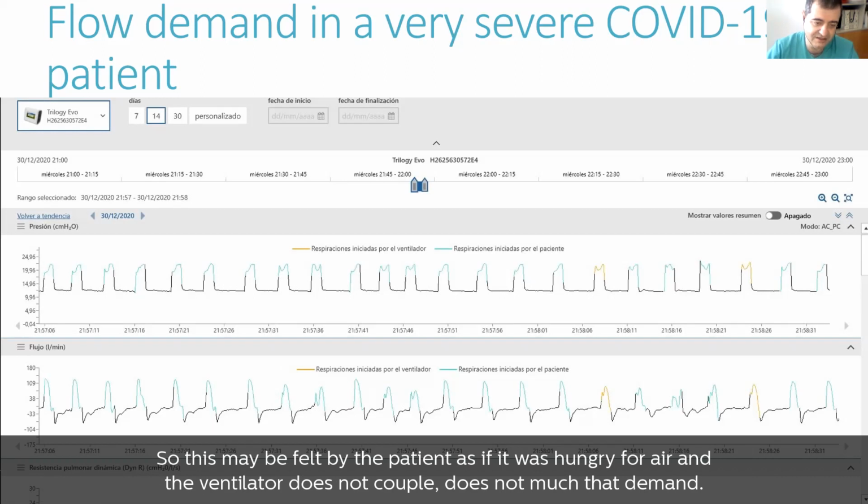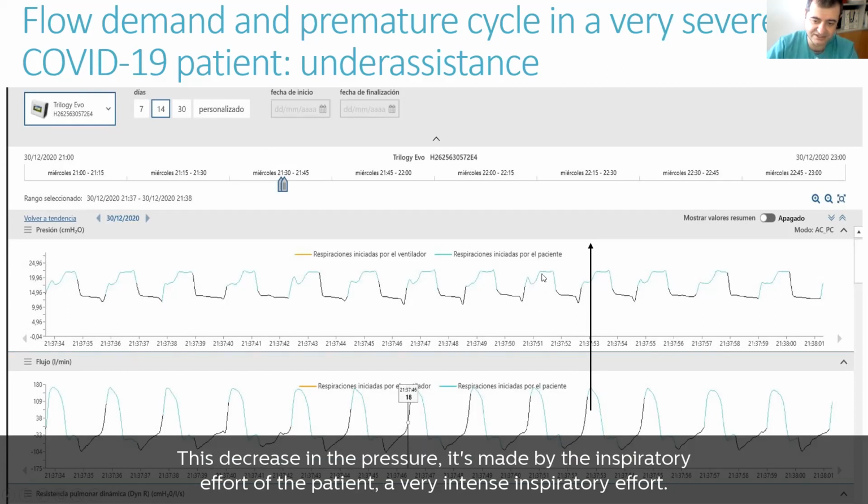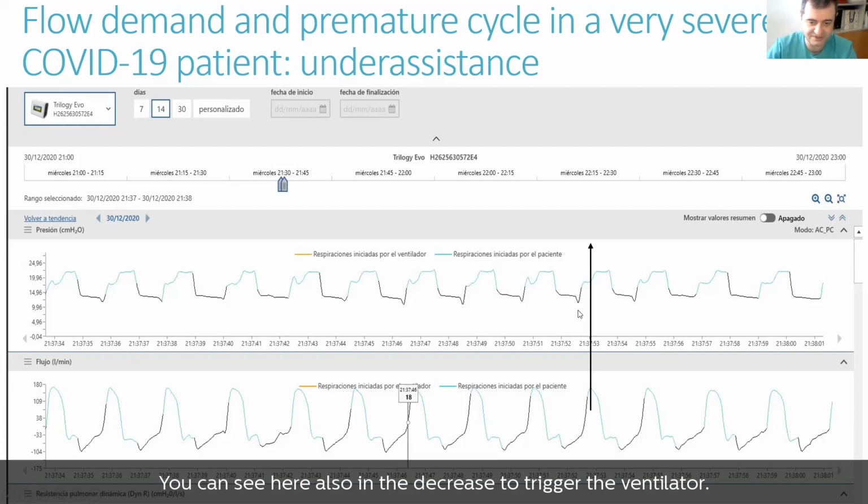So this may be felt by the patient as if they were hungry for air, and the ventilator does not match that demand. You can see here the same way. You see the peak of the inspiratory flow is earlier than the peak of the pressure in the ventilator. This decrease in the pressure is made by the inspiratory effort of the patient, a very intense inspiratory effort. You can see here also the decrease to trigger the ventilator.